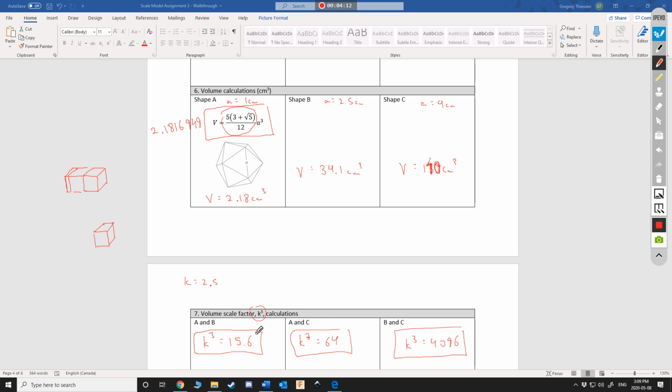Okay, we have those values. Again, the other way we can solve those is if we actually look at our volumes and divide. So if I take this 34.1 and divide it by 2.18, you can follow along with your own calculator, you get a value of 15.6. So great.